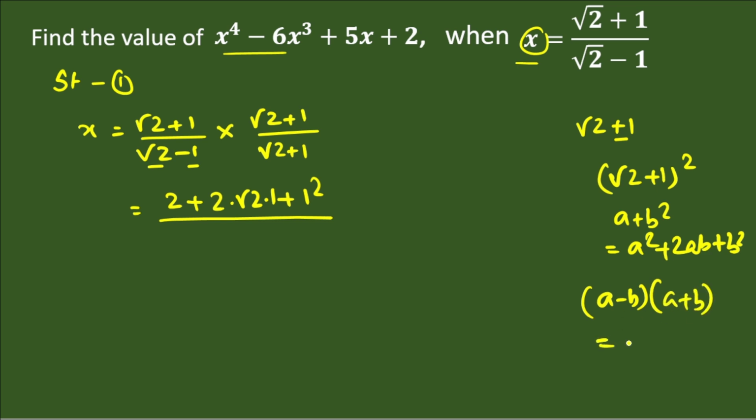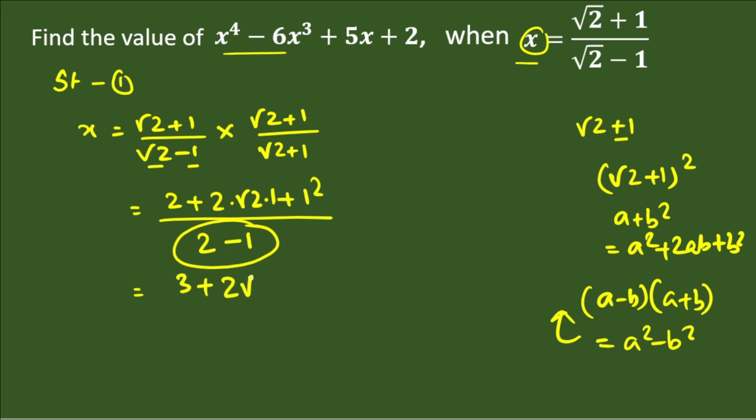So we can write it as a square minus b square, because it is the identity. So square root 2 square is 2 and minus 1 square is 1. So the denominator value will be 1. Now the numerator value: 2 plus 1 is 3, and plus 2 square root 2. Now it is the value of x, so we can write x is equal to 3 plus 2 square root 2. So now we have calculated the value of x. In simplified form it is 3 plus 2 square root 2.